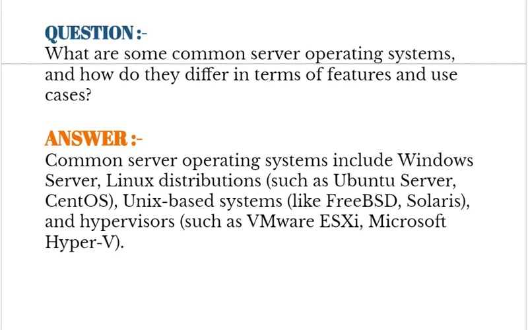Our next interview question is, what are some common server operating systems and how do they differ in terms of features and use cases? Your answer should be, common server operating systems include Windows Server, Linux distributions such as Ubuntu Server, CentOS, Unix-based systems like FreeBSD, Solaris, and hypervisors such as VMware ESXi, Microsoft Hyper-V.